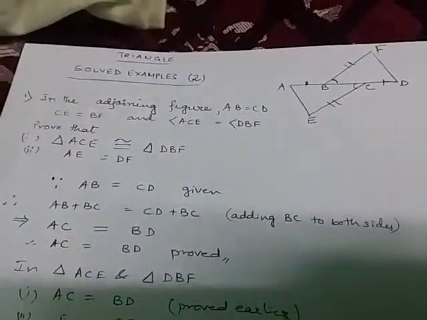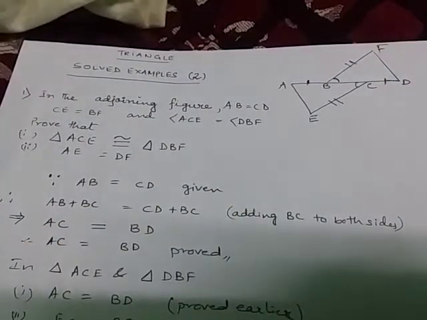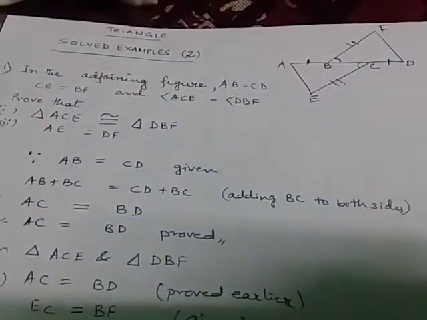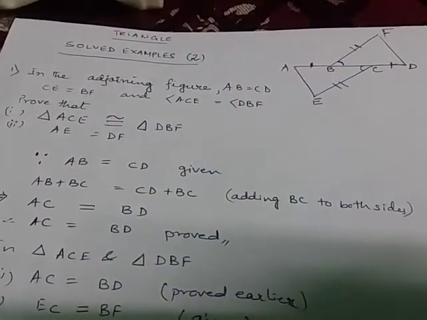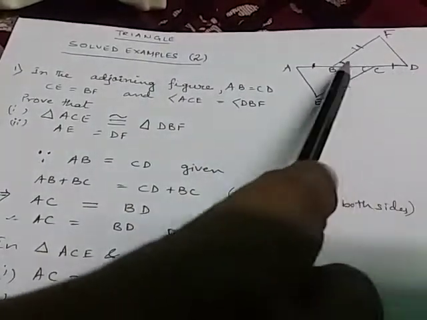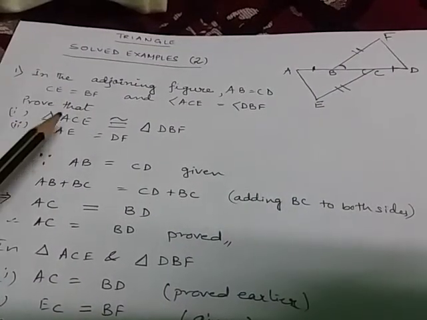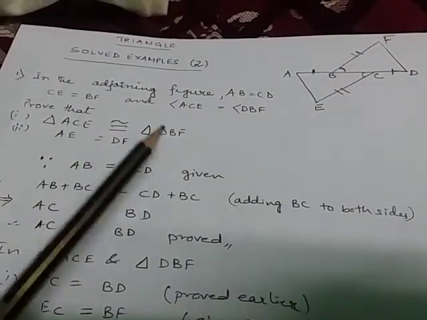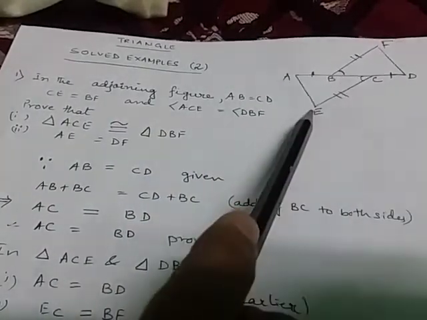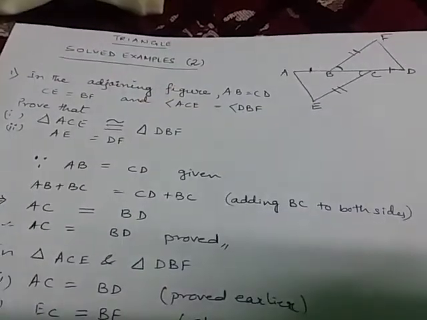In this figure, it is already given AB is equal to CD and CE is equal to BF. Angle ACE is equal to angle DBF. We have to prove that triangle ACE is congruent to triangle DBF. So ACE is this triangle and DBF is this triangle.